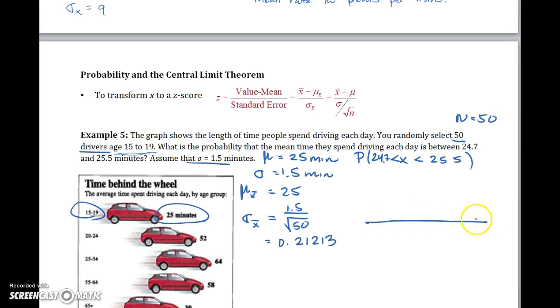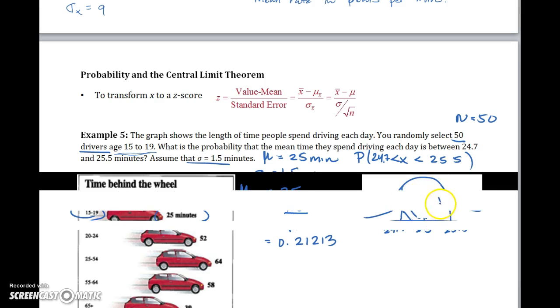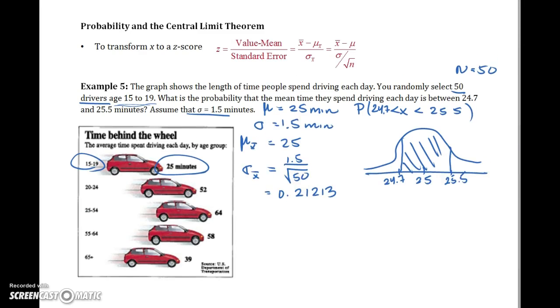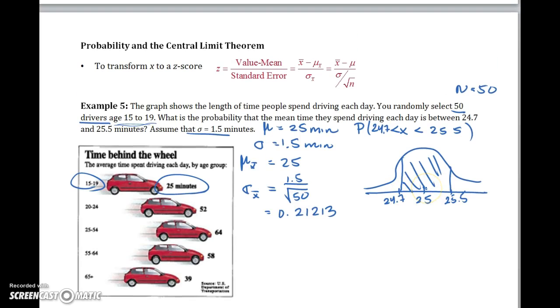All right, what am I looking for though? Based on this probability part, if I drew a curve, I know 25 is in the middle because that's my average, and I'm trying to find it between 24.7 and 25.5. Not trying to scale, obviously. I want the probability of landing in this area here. Looking at how close they are to the mean, it should be a pretty big number. So what do we need first?